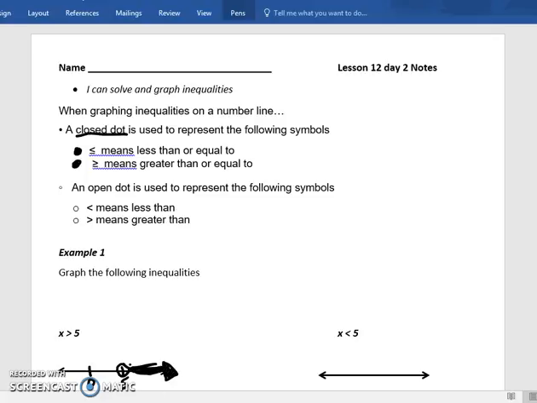All right, and that means any number like 5.0000000001. Yeah, that's bigger than 5. Anything to the right there.